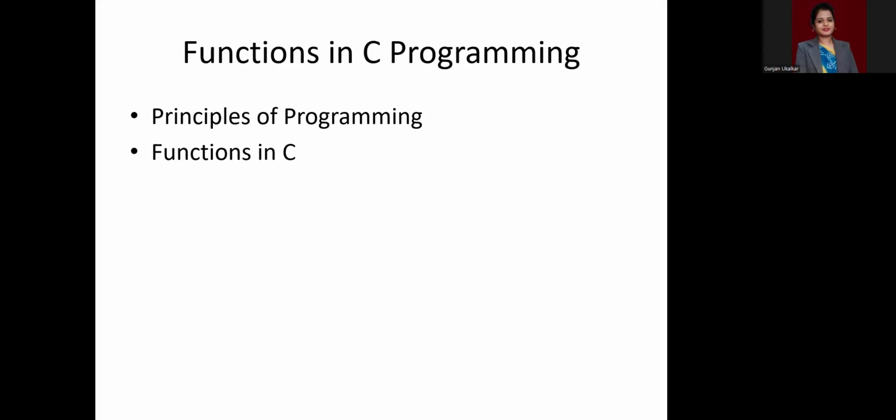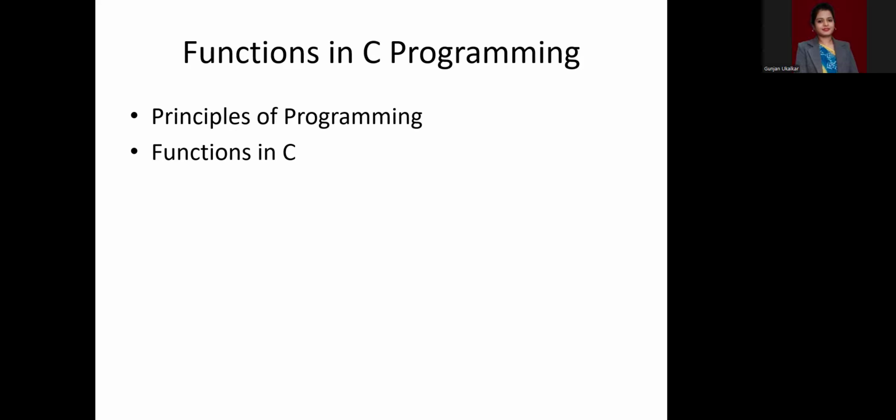So, hello, today we are going to study functions in C programming. First we will see what a function is. A function is a block of code that performs a specific task. Once defined, a function can be called multiple times from different parts of the program. Examples of predefined functions in C are printf and scanf. These are also built-in functions.